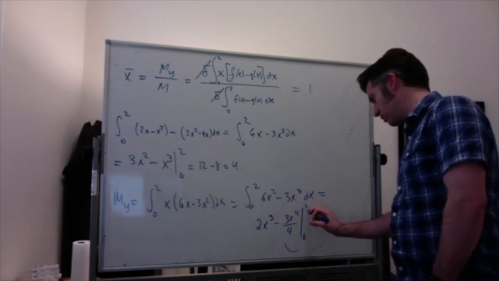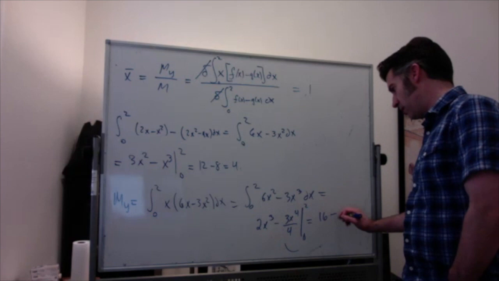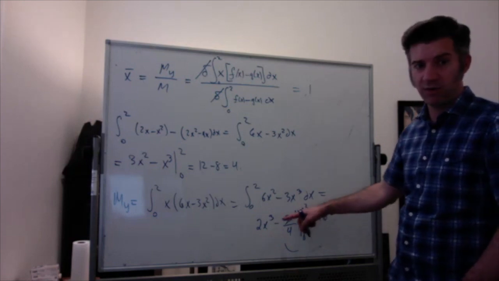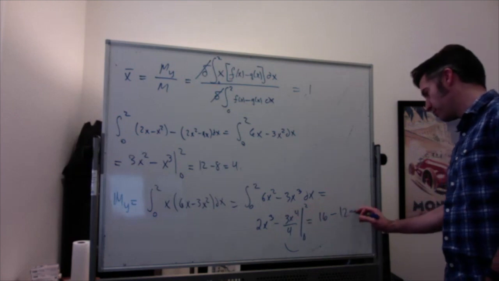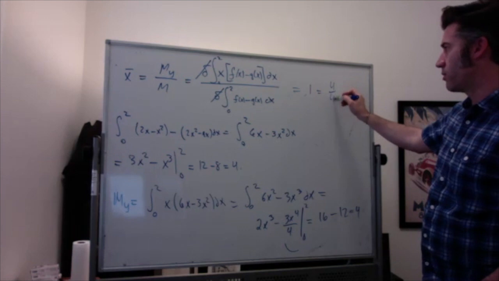From 0 to 2. Plug in 2, and you get 2 times 8, which is 16, minus you plug in 2, 2 to the 4th is 16. 16 over 4 is 4. 3 times 4 is 12. So yeah, our x bar is 4 over 4.